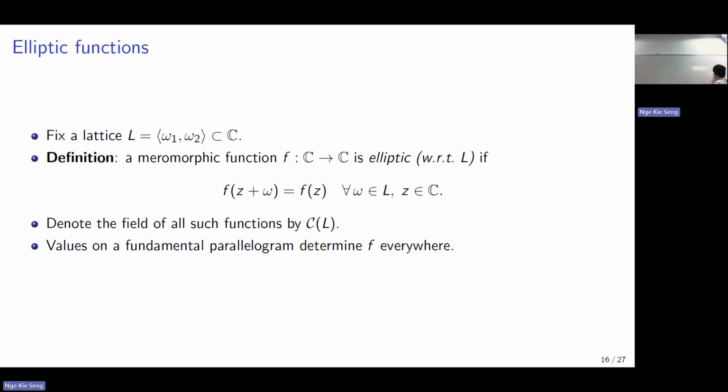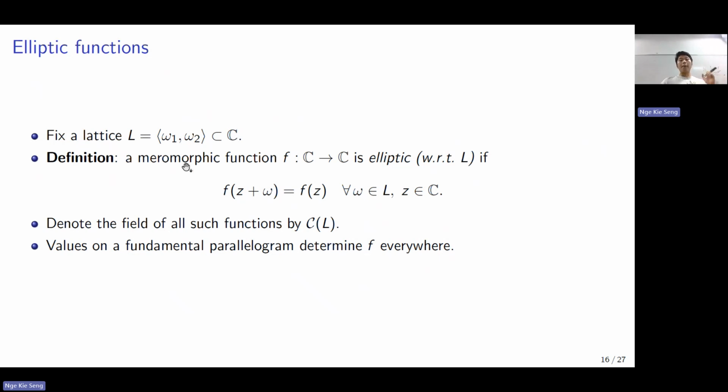So functions in this parallelogram need to satisfy an important characteristic, which is that the value of this point needs to be equal to the value of this point, since we are defining it on the quotient of the complex plane, on the complex torus. So we call those functions elliptic functions.